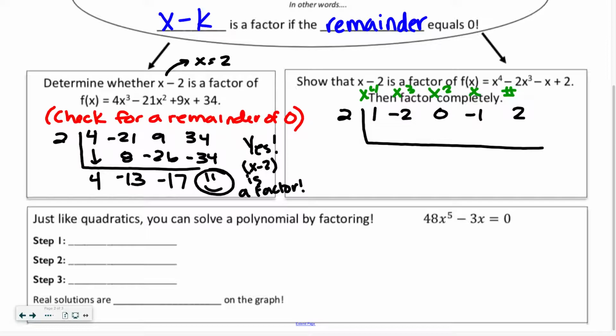I'll hand back your quizzes today from earlier in the chapter, and some people missed that. If you're missing a term, you've got to put a 0 there. So make sure you have that in your notes.